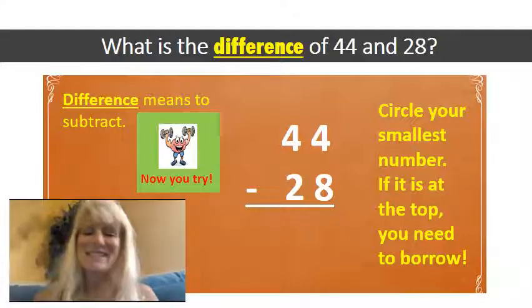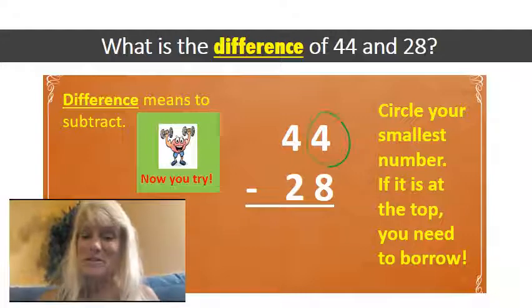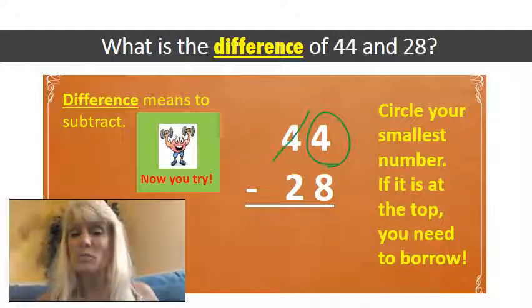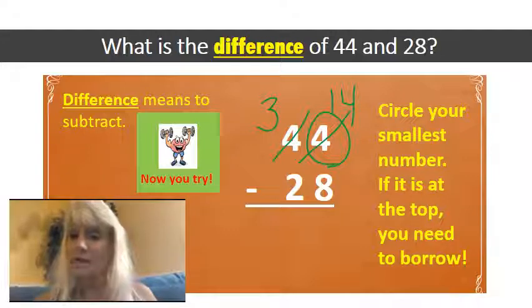Okay, did you circle your smallest number? Happens to be at the top again. We're going to have to go ahead next door and borrow. The 4 becomes a 3. This 4 now turns into a 14 because you borrowed 10.